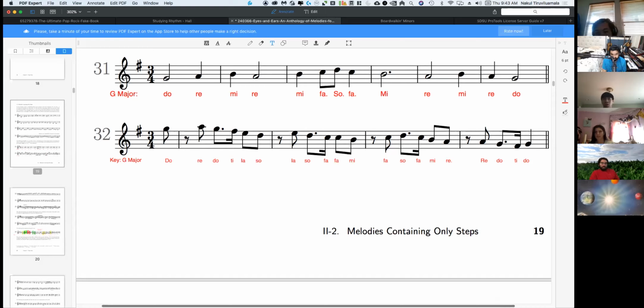Okay, ready? Do. Okay, this is a pickup measure. So we have 3 beats in this measure, 3 quarter note beats, and this is going to come in on the end of 3. So it's the end of 3. 1, 2, do, 1, and 2, 3, and 1, and 2, and 3, and 1, and 2, and 3.